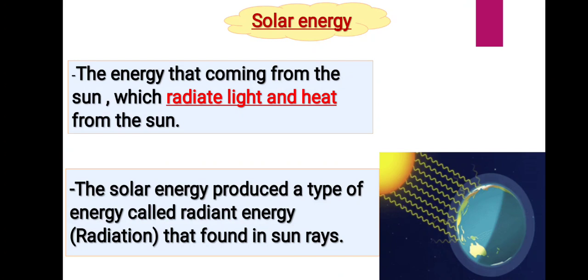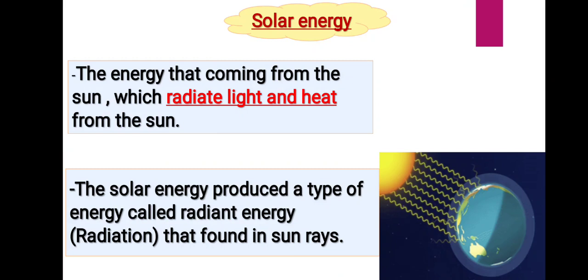So not all the solar energy can reach the earth's surface, but the part of the solar energy that can reach the earth's surface, called radiation energy, reaches it in the shape of sun rays. So the sun rays are radiation energy. The solar energy is the energy coming from the sun, which is the light and thermal energy. Not all the light and not all the thermal energy can reach the earth's surface, but the part that does is called radiation energy.